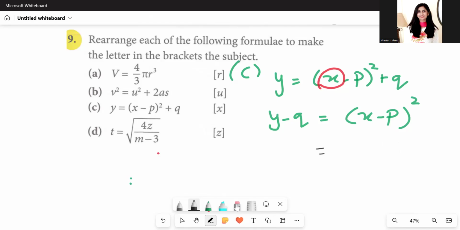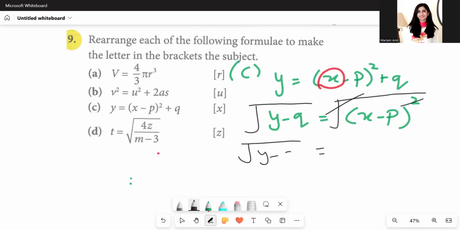Instead, we can still get this x alone if we first get rid of this power 2. How do we get rid of this power 2? Square root on both sides. So a square root here and a square root here. Now the square and square root will cancel out because the square root is on everything and the square is also on everything. So this is gone and we have square root of y minus q equals x minus p.